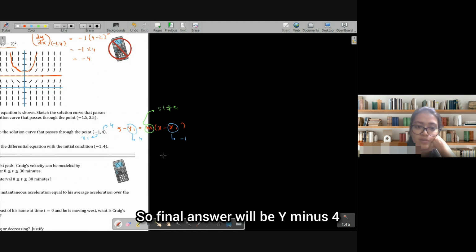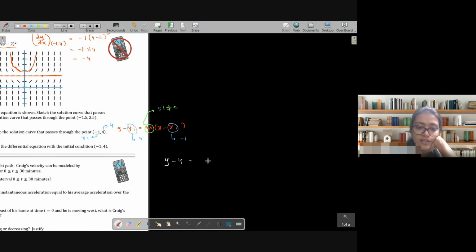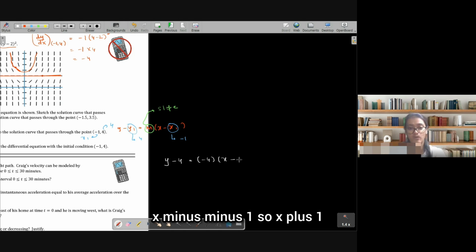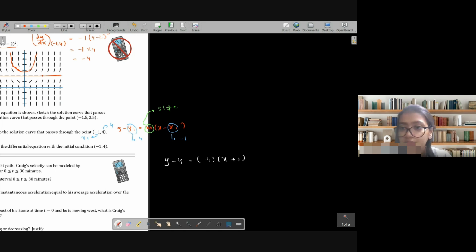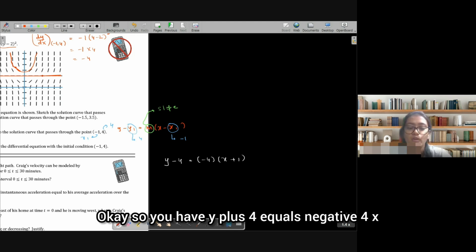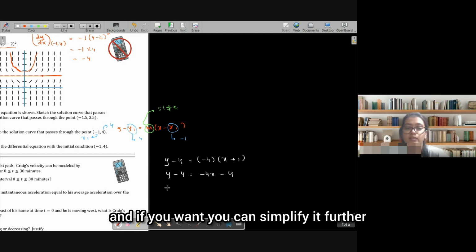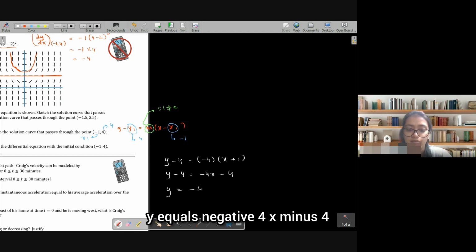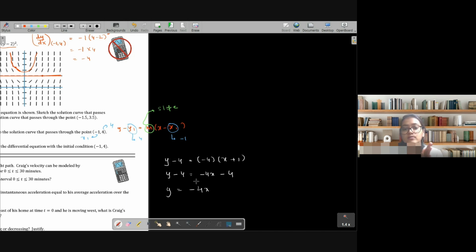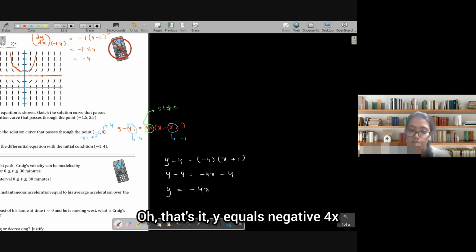So the final answer will be y minus 4 equals -4 times (x minus -1), so x plus 1. So you have y minus 4 equals -4x minus 4. And if you want, you can simplify it further. y equals -4x minus 4 plus 4. Oh, that's it. y equals -4x.